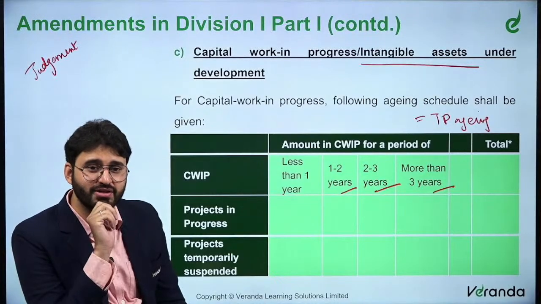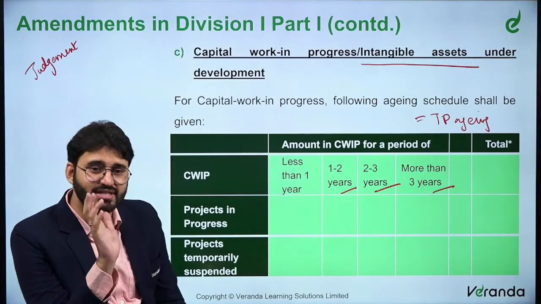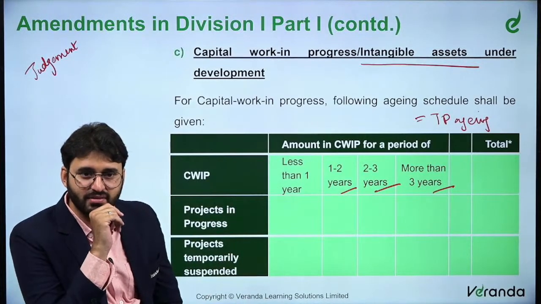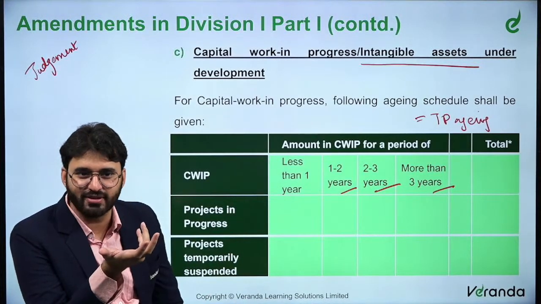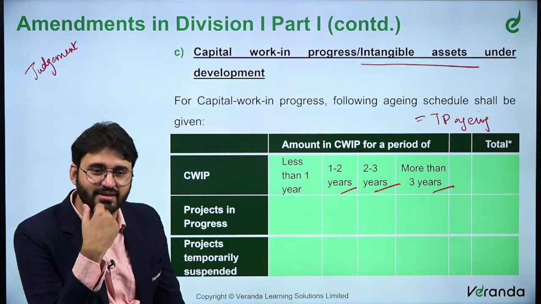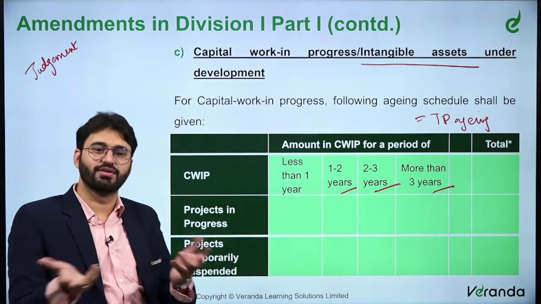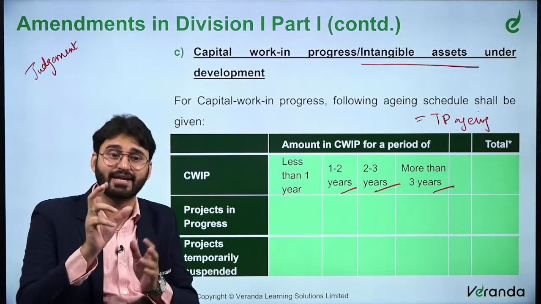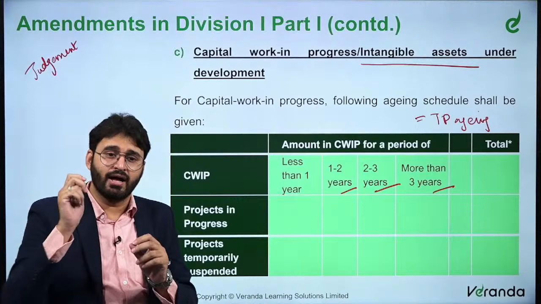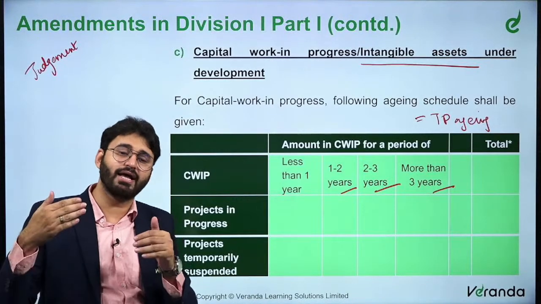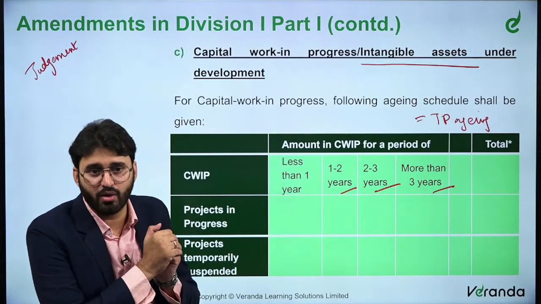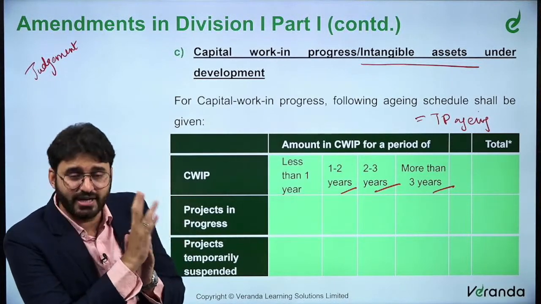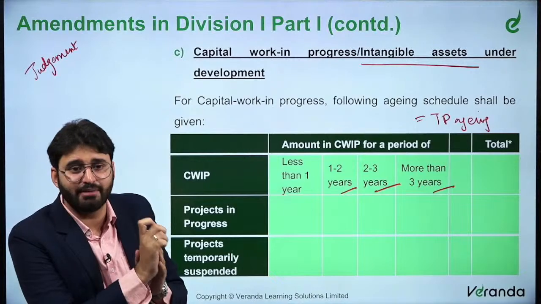So the question is, what about CWIP which is there, but I have discontinued it permanently? That has to be either written off or impaired, because I am not going to use it. Either it has to be in progress, or it has to be suspended temporarily. Again, temporarily has to be substantiated or justified by the management. How is it temporary, when are you going to restart? All these questions will come. So projects in progress and projects that are temporarily suspended.